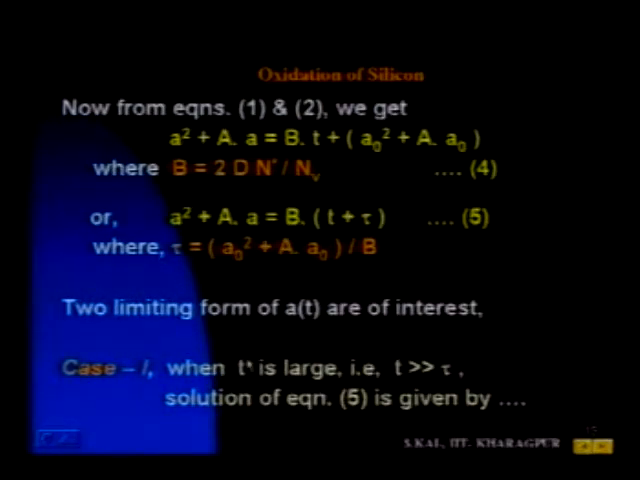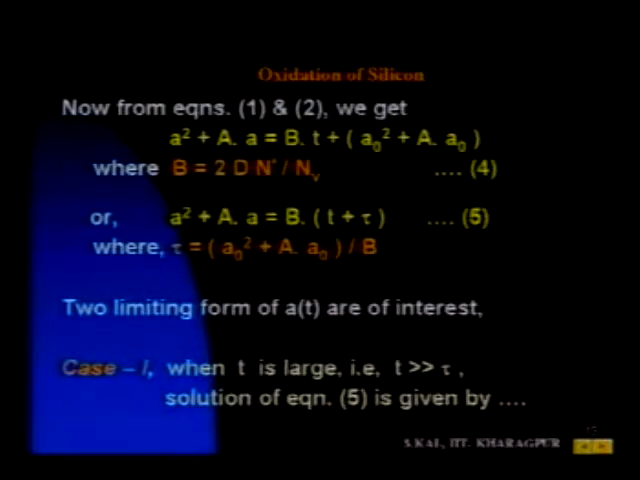Now we will derive the oxide thickness for two limiting conditions. That means when T is large, after a large oxidation time, and another is when T is very, very small, that means just at the beginning of the oxidation process. Two limiting forms of A of T are of much interest to us.